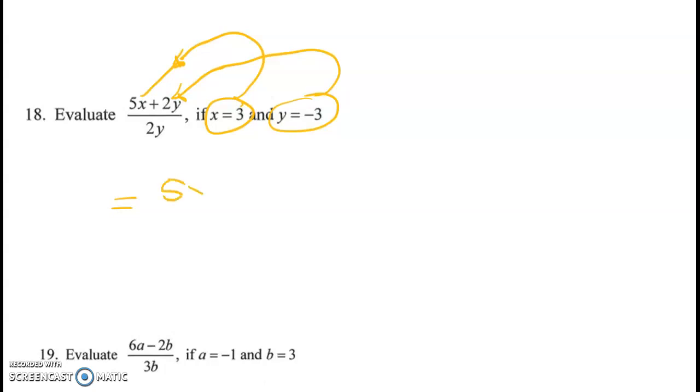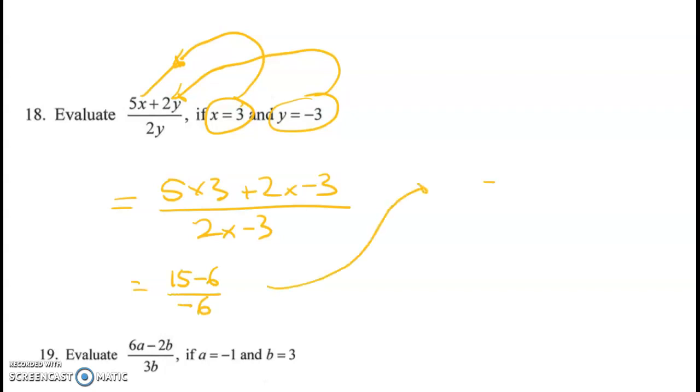So it's going to be 5 times 3 plus 2 times negative 3 divided by 2 times negative 3. That equals 15 take away 6 over negative 6. Moving up to here, that gives me 9 over negative 6, which is negative 3 over 2. I'm just going to check that I'm not mucking up any of these answers. I'll just quickly make sure, yep, that's right.